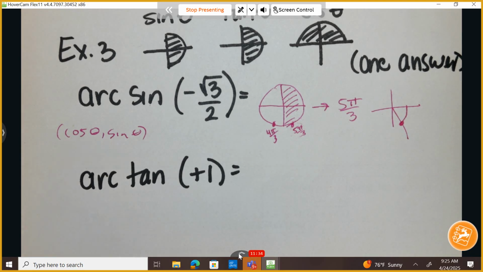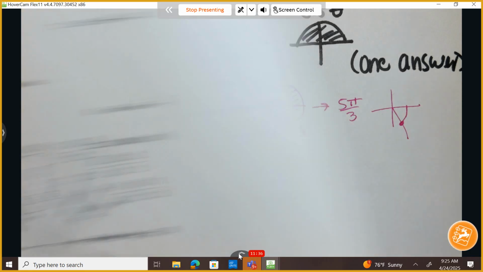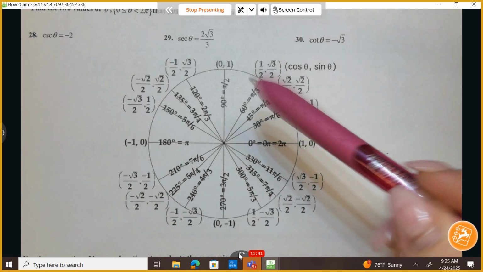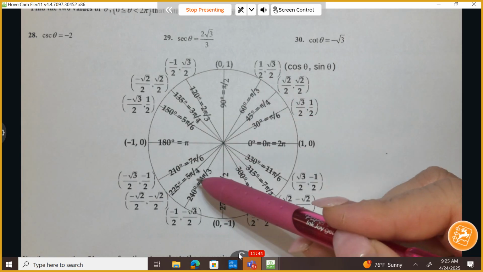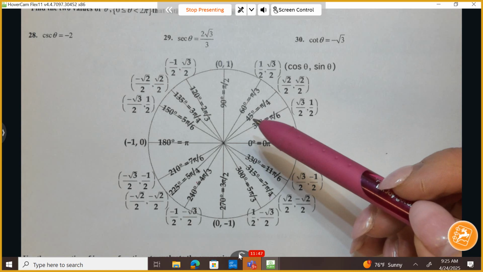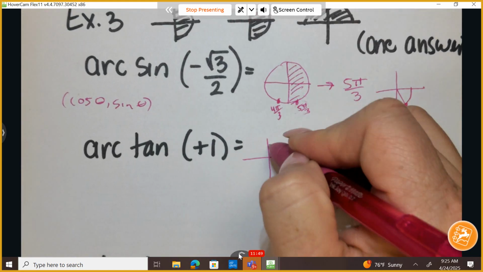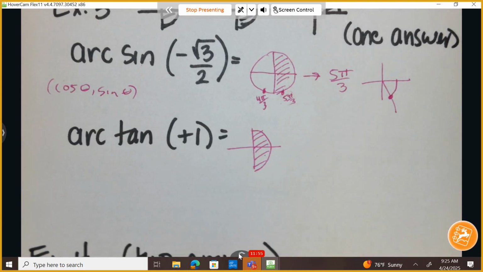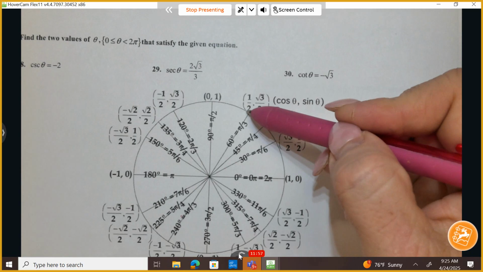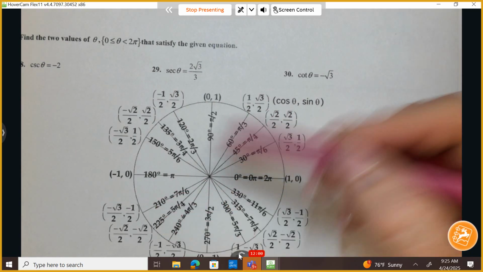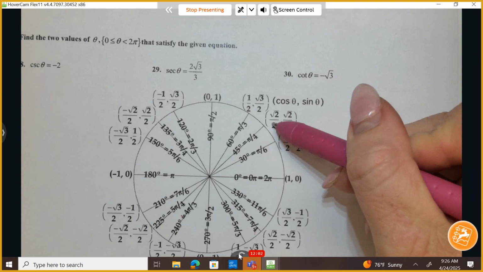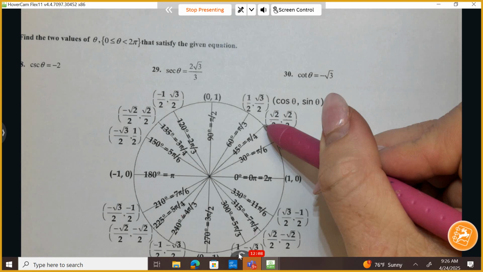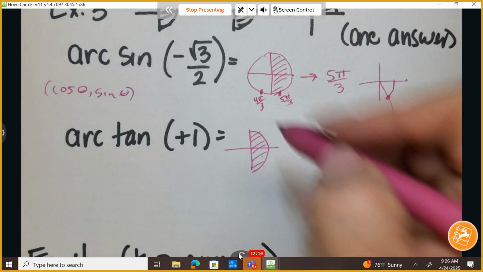Tangent of 1. Now, it says a positive 1. So the first thing I need to recall is All Star Trig Class. All Star Trig Class tells me that in quadrant 1 and in quadrant 3, the tangents will be positive. But I look up above, and I can only choose a position on the unit circle that's in quadrant 1 or 4. Now, how could I find out which of these has a tangent of 1? Remember, tangent is sine divided by cosine. In order to get a 1, they have to be the exact same value, which means I'm looking at either pi over 4 or 5 pi over 4.